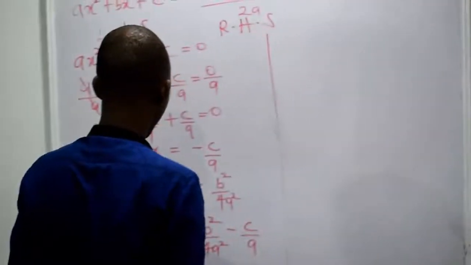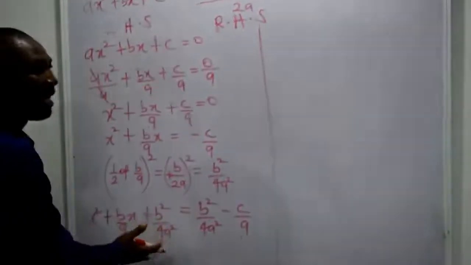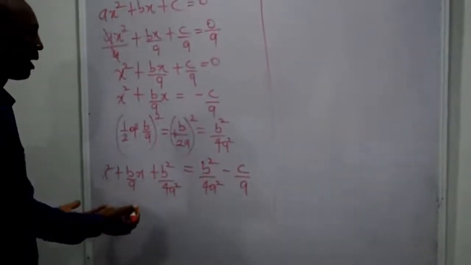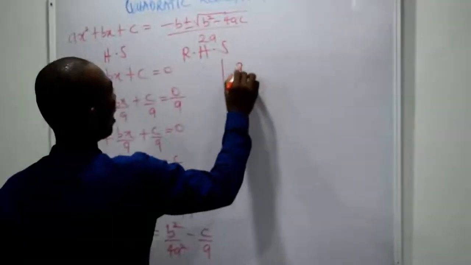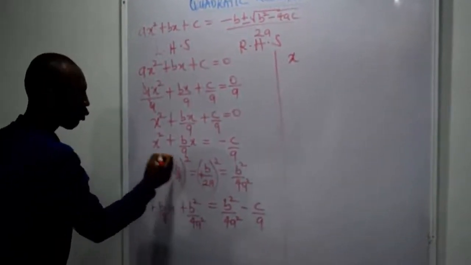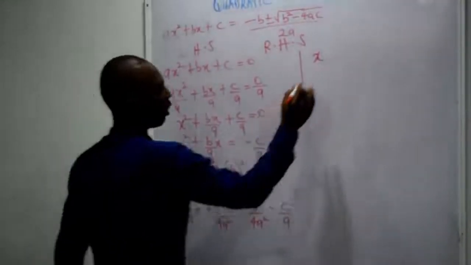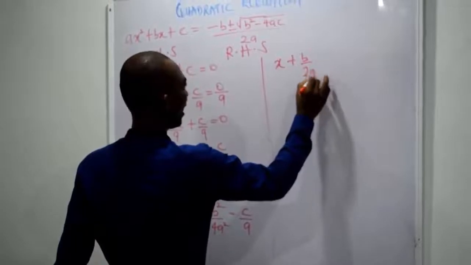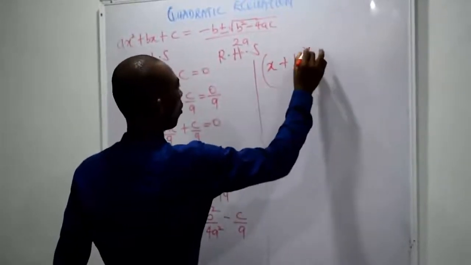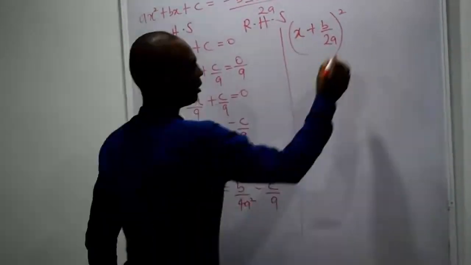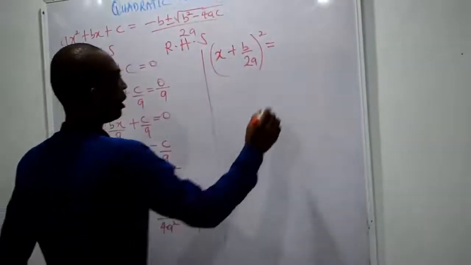Let's continue from here. Our left hand side, which is now a complete square, can now be written as x. Don't forget, we are picking half of the coefficient of x, which is plus b over 2a, all squared. Can we see that? I pick this. Alright, so this is now equal to what?